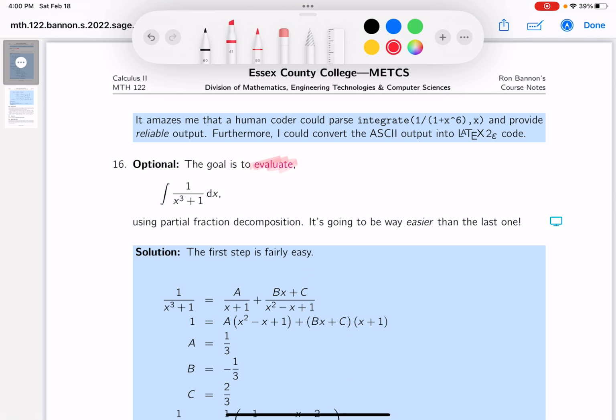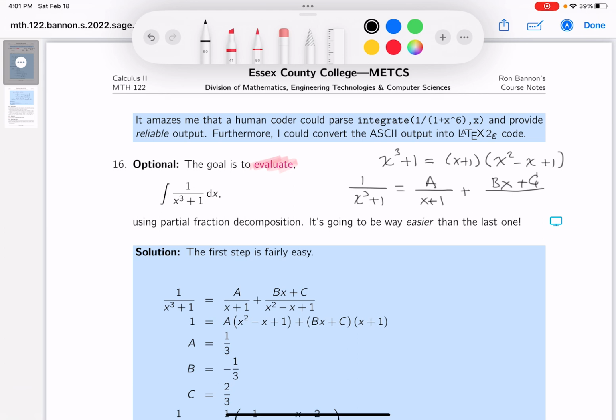The first thing I would do in a problem like this one is the partial fraction decomposition. It looks like the last problem, but it's much simpler because it's an x cubed plus 1, and that's something you should know how to factor at this point. That factors as x plus 1 times x squared minus x plus 1. A very simple factorization. So I would try partial fractions. Let's say 1 over x cubed plus 1 is equal to a over x plus 1, plus bx plus c over x squared minus x plus 1.